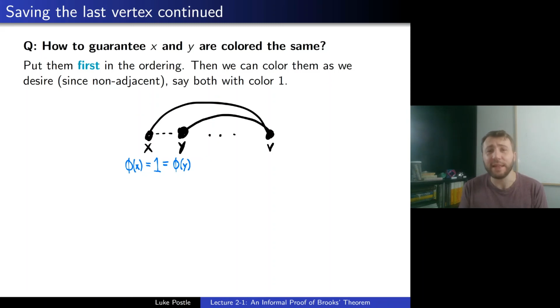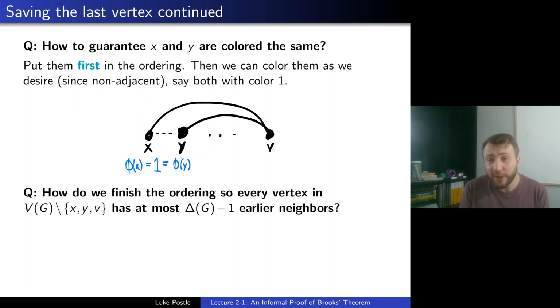So this is the key. We could put x and y first in the ordering together, and then we get to choose what their colors are, so we can choose them to be the same, and then continue on with greedy, and everyone else should probably be fine, and then we'll get to v. But there's some questions here. How do we finish the ordering?